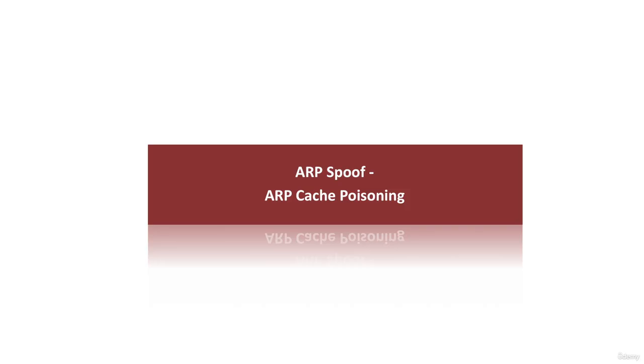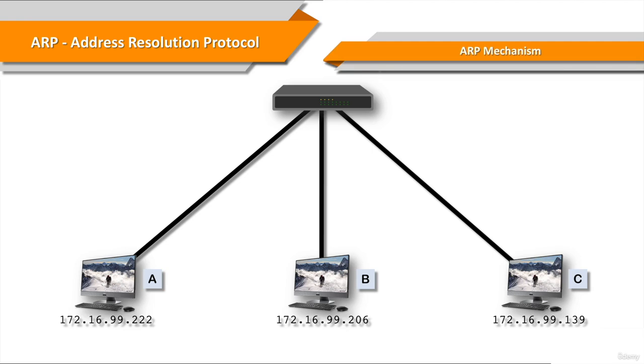Address Resolution Protocol, ARP, is a network layer protocol used for mapping a network address such as an IPv4 address to a physical address such as a MAC address. To simulate how the ARP mechanism works, we have a small network in the slide, a switch on top, and 3 computers connected to it. Computer A wants to talk to computer C.